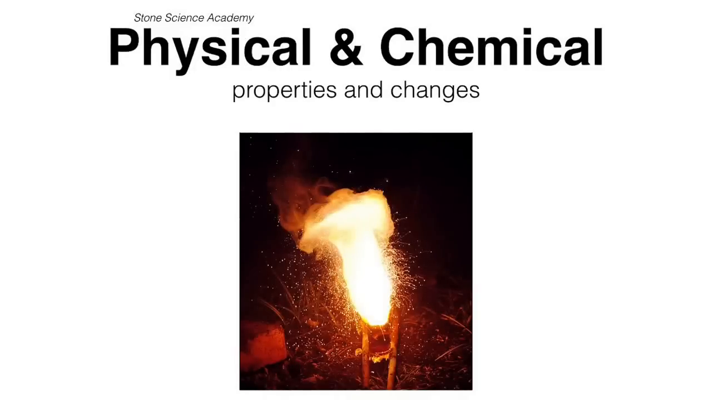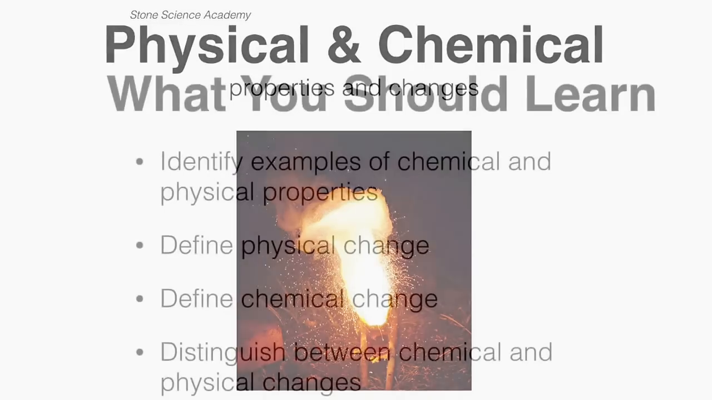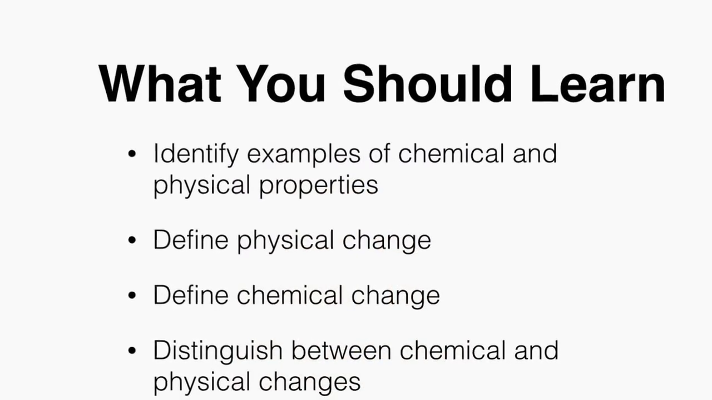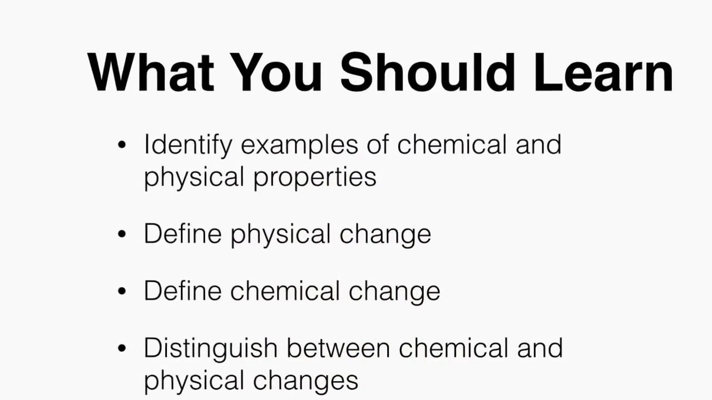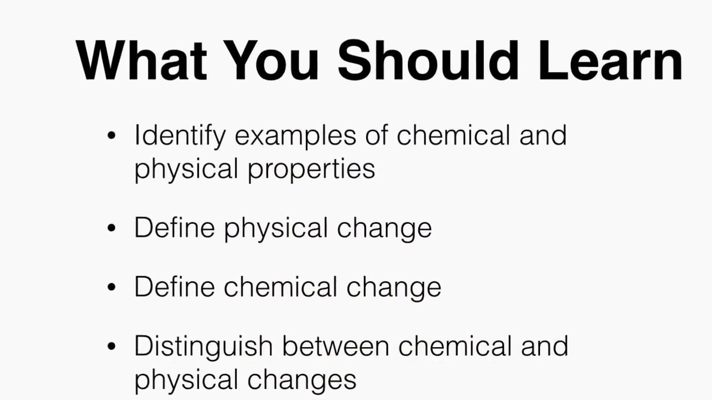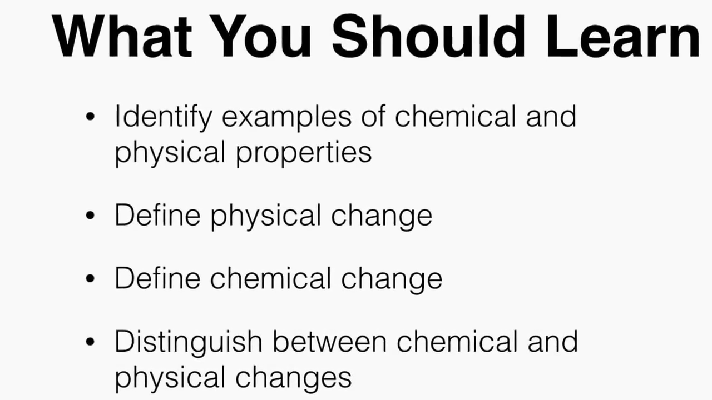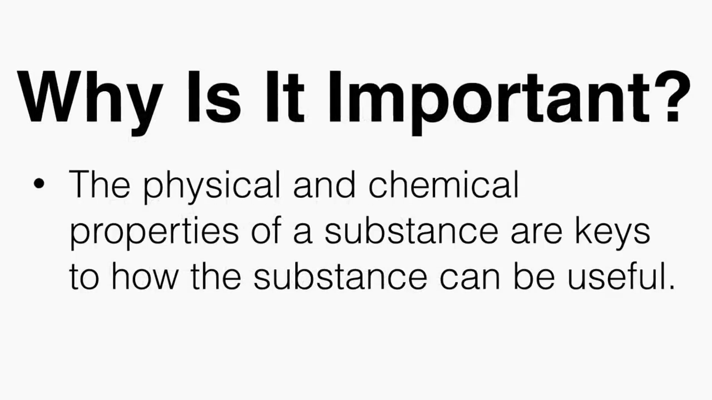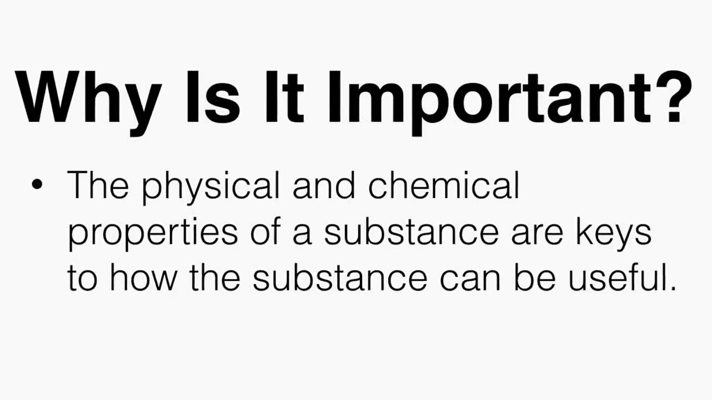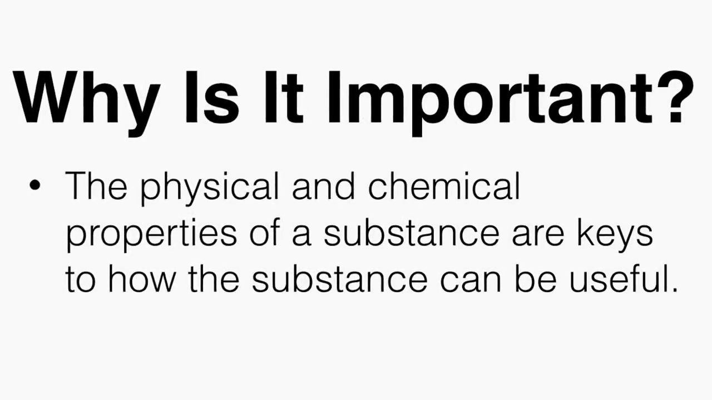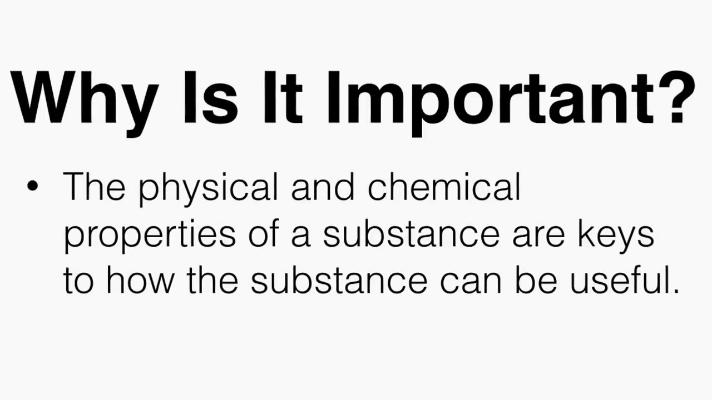This video is about physical and chemical properties and changes. To be able to identify examples of chemical and physical properties, define both physical and chemical change, and be able to distinguish between chemical and physical changes. This is important because knowing the physical and chemical properties of a substance are keys to know how the substance can be used.